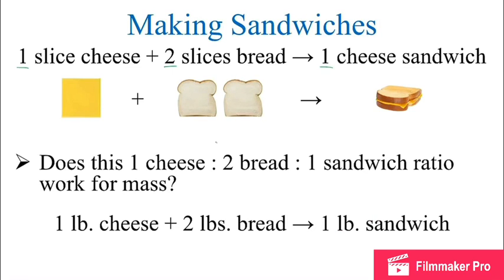Does that same ratio work for mass? In other words, could I have a 1 to 2 to 1 mass ratio? Could I say for every 1 pound of cheese, it reacts with 2 pounds of bread to make 1 pound of sandwiches? Of course not. The stoichiometric ratio is always pieces or particles, not mass.